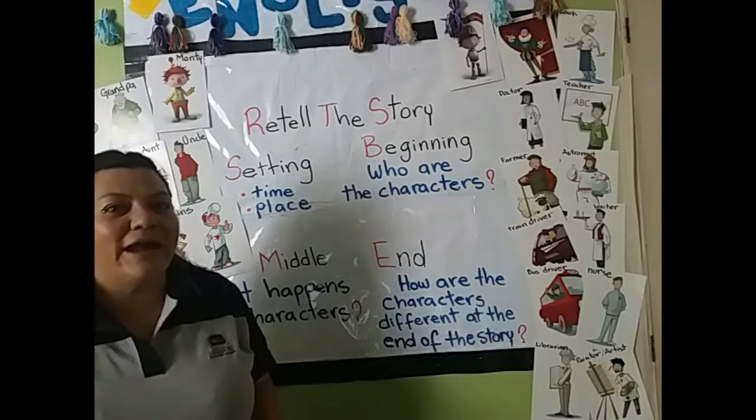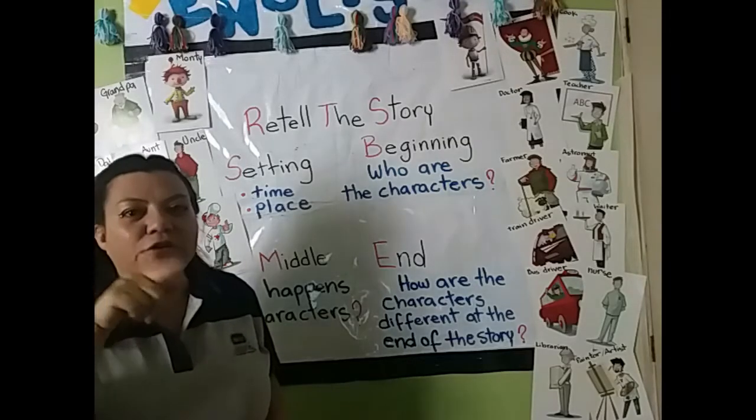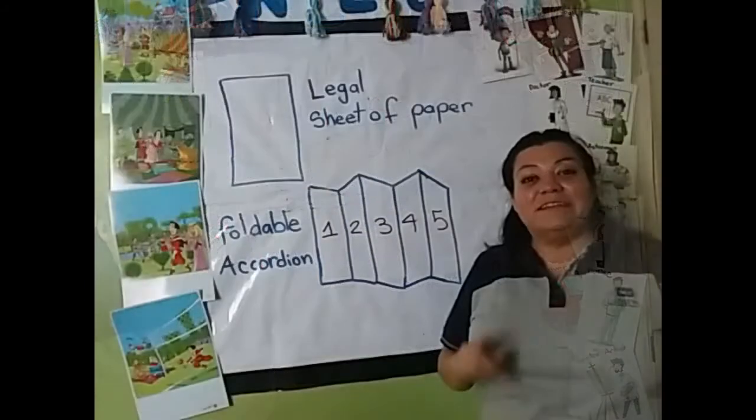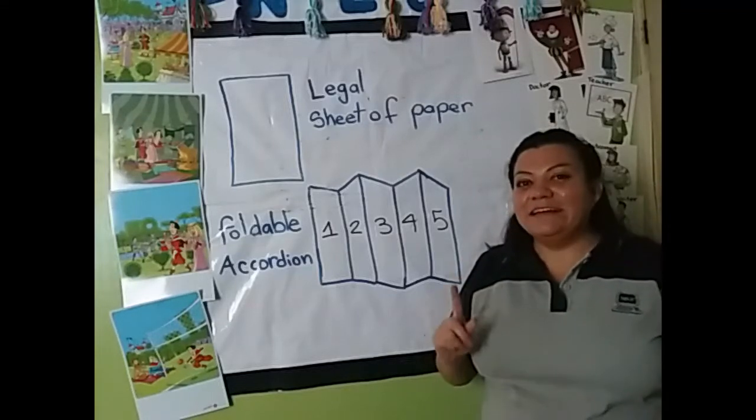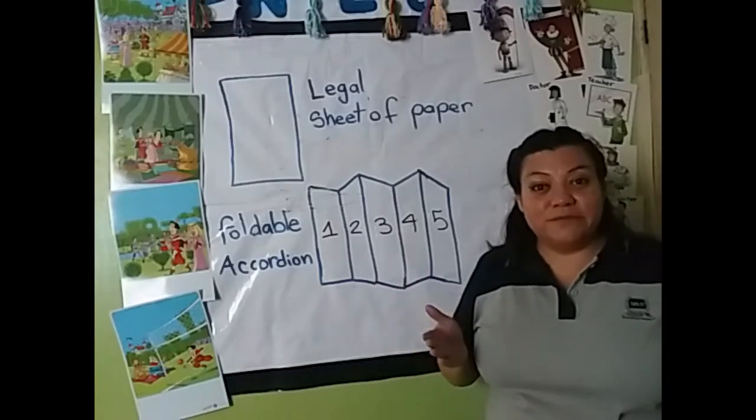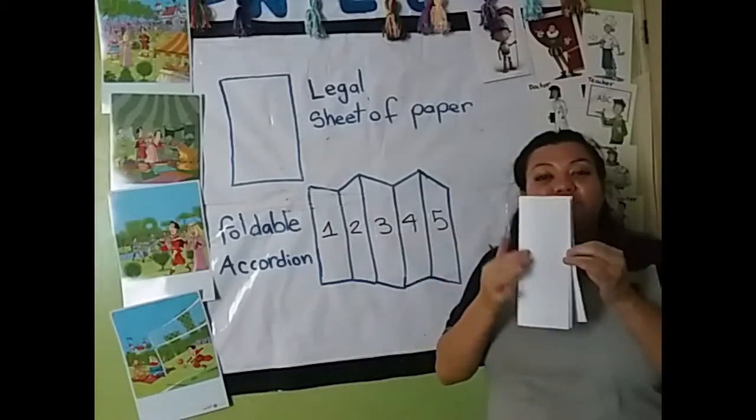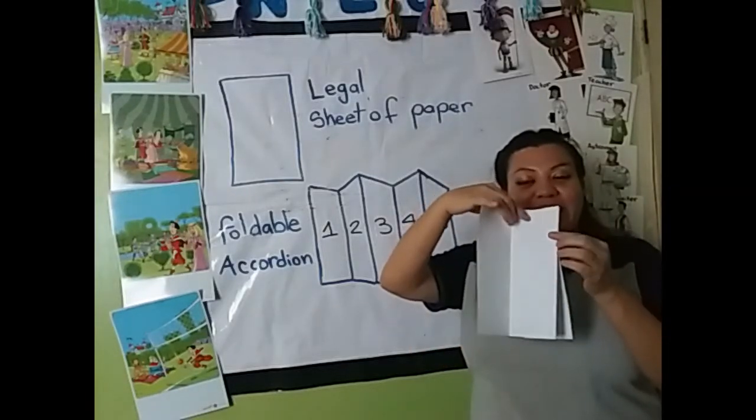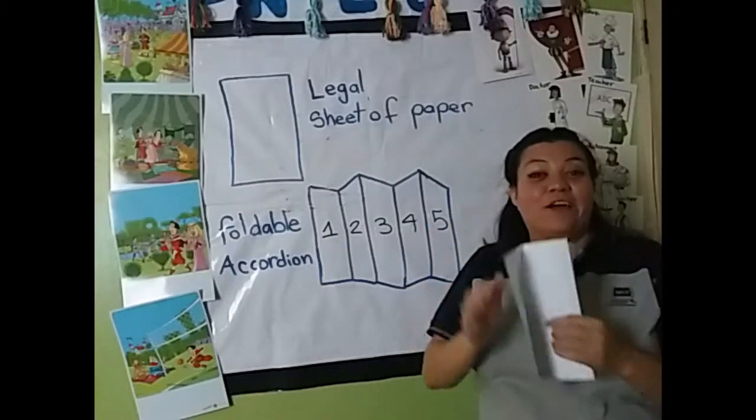Now let me show you an example of how you have to put the parts of the story that you are going to do in your midterm test. Now let's do the foldable accordion. For this, we need a legal sheet of paper. And then let's start folding the accordion. I have an example here of how you have to do it. So we are going to use 5 pages: 1, 2, 3, 4, and 5 for the accordion.